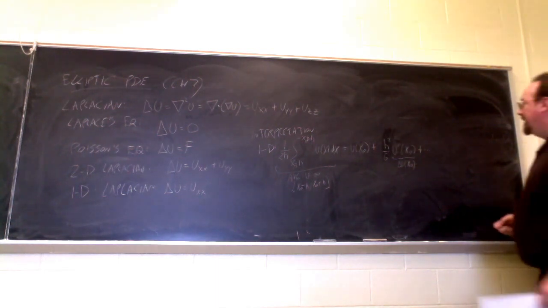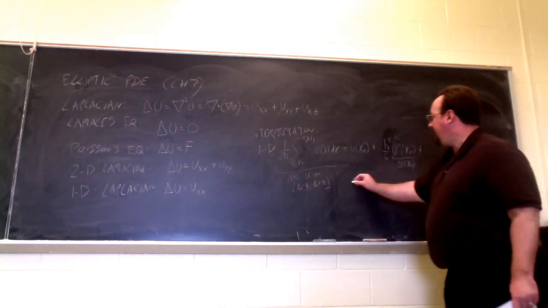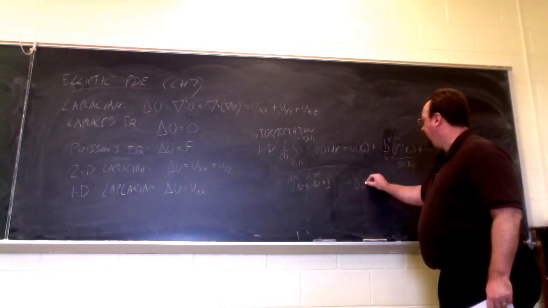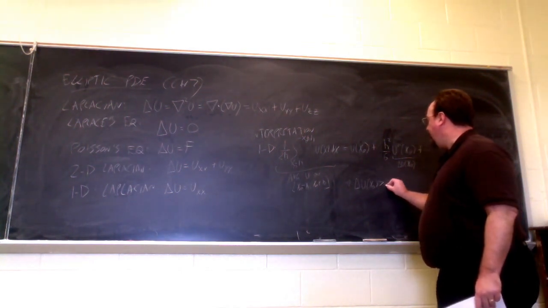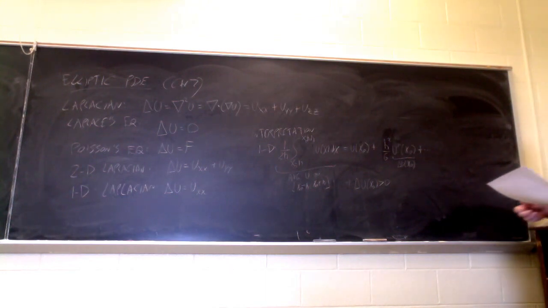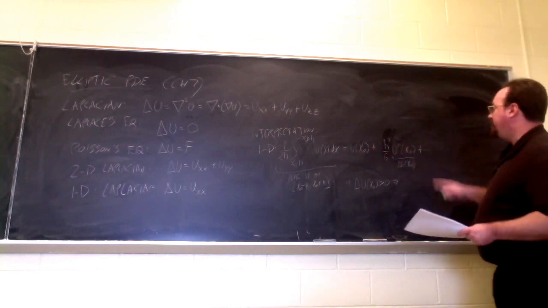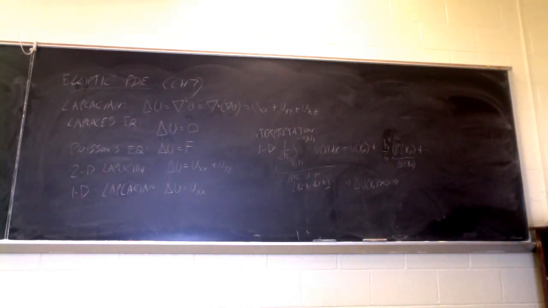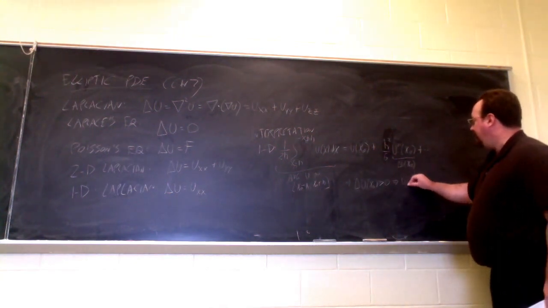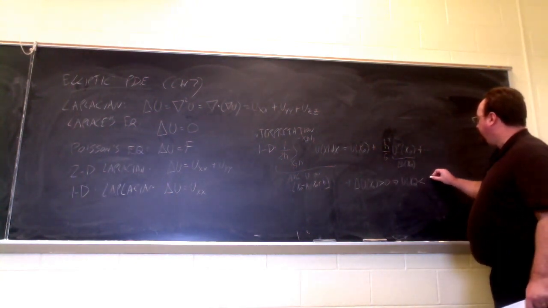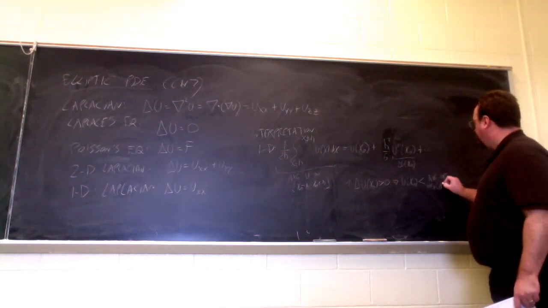So what does this mean? This means that if the Laplacian is positive, then the average of u on this interval is going to be greater than the value of u at the center. So it means that u is less than the average of its neighboring values.